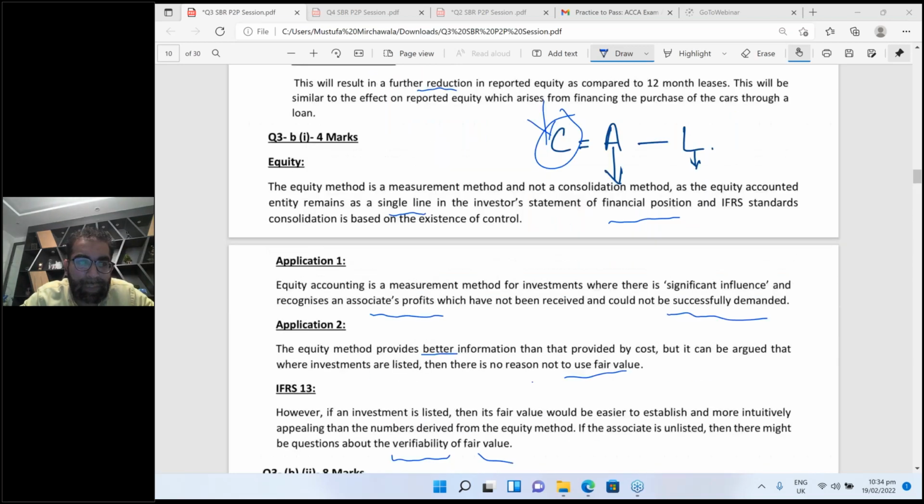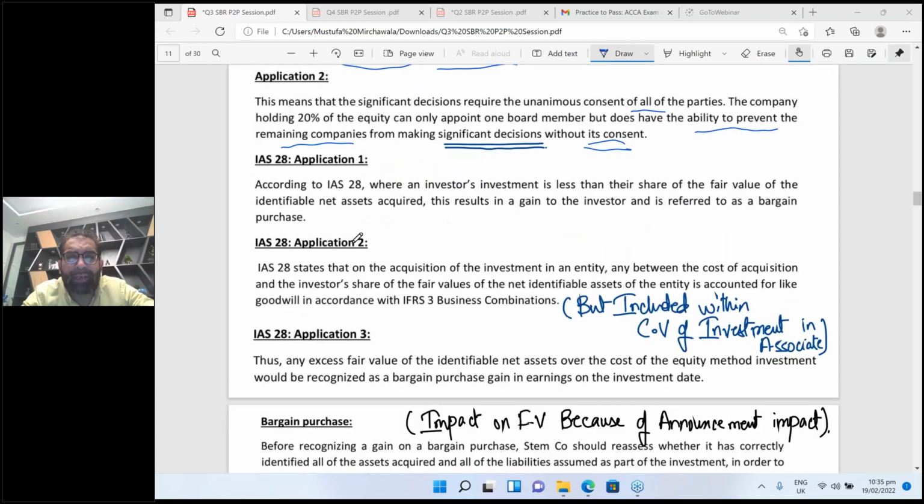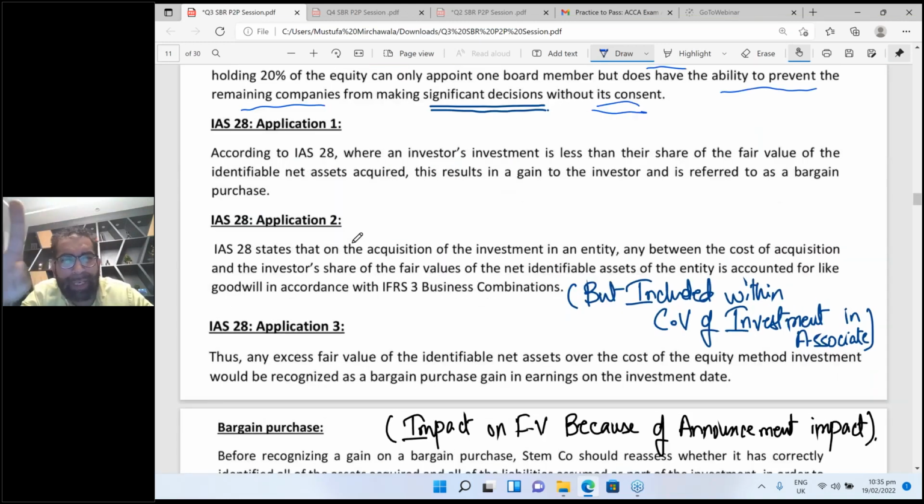So now this is the thing. See, first of all, according to IAS 28, don't worry about that gain on bargain purchase, I've already explained it to you in detail. According to IAS 28, where an investor's investment is less than the share of the fair value of the identifiable net assets acquired, this results in a gain to the investor and is referred to as gain on bargain purchase. Yes, we just paid 150,000. In return we get the fair value of net asset share of 188. So we got more share but we paid less, so it's a gain. Yes, common sense gain.